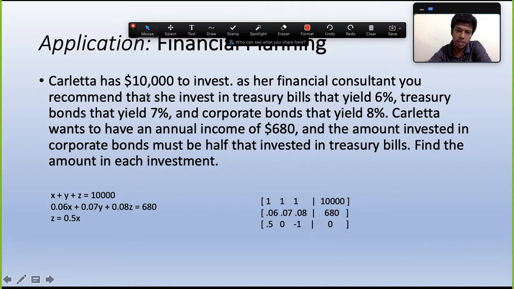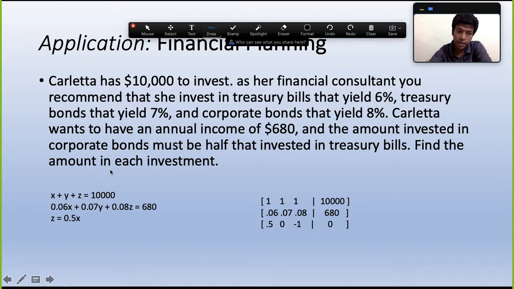Charlotte has $10,000 to invest as her financial, I think this A will be a capital letter, as her financial consultant. He recommended that she invest in treasury bills that yield 6%, treasury bonds that yield 7%, and corporate bonds that yield 8%. Charlotte wants to have an annual income of $680, and the amount invested in the corporate bond must be half that invested in the treasury bills. This is the third condition. Find out the amount in each investment.